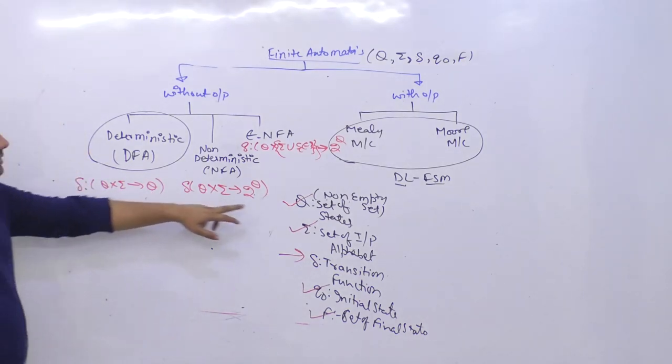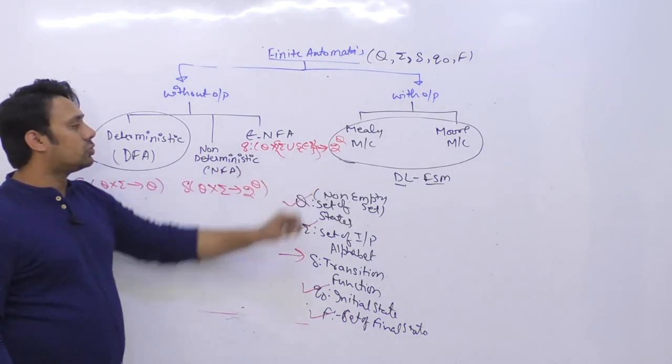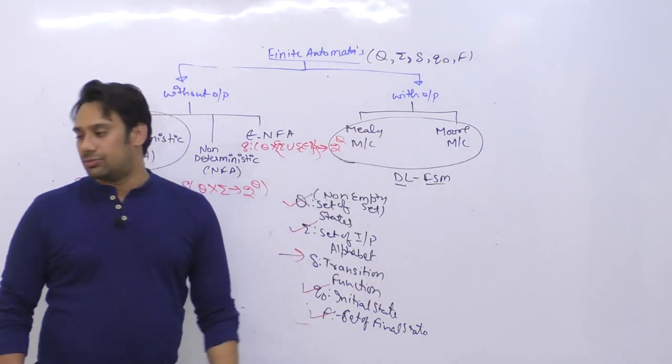So Q is, as you can say, a set of states. 2 raised to power Q is basically the power set of this set. And here also 2 raised to power Q is the power set of this set. And right now I'm not writing this thing for Mealy and Moore machine.